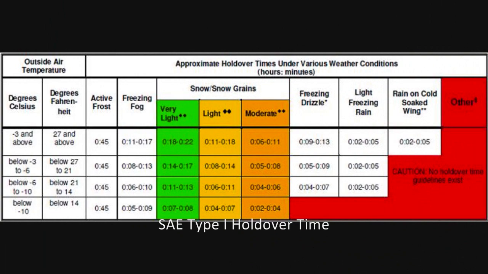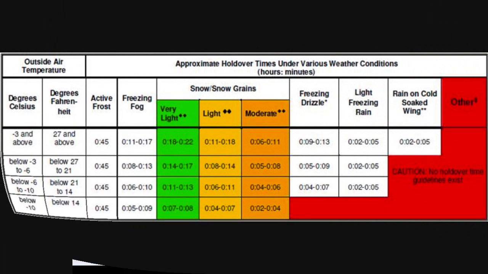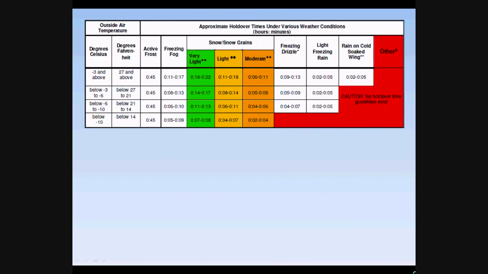Anti-ice fluid holdover charts are a sometimes confusing topic. Holdover timetables are published every year by the FAA in a booklet that includes charts for every type of approved fluid. Let's look at an example using the chart for type 1 fluid, which is the most common type of fluid found and at many airports the only type of fluid available.